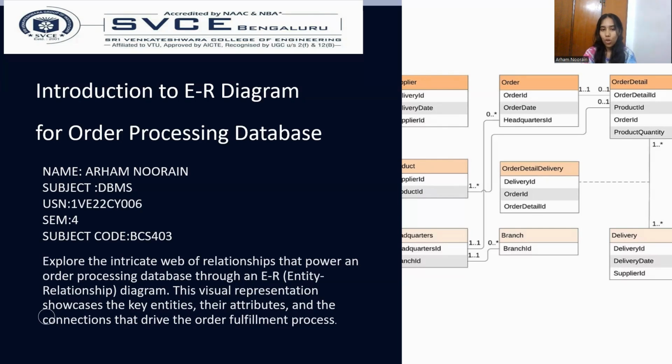Today, with the subject of database management systems, we'll be learning about the introduction to ER diagrams for an order processing database. Here we explore the intricate web of relations that power an order processing database through an ER, that is, an entity relationship diagram. This visual representation showcases the key entities and their attributes, and the connections that drive order fulfillment.